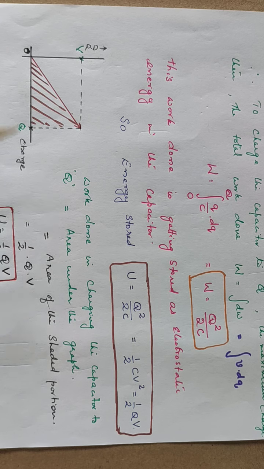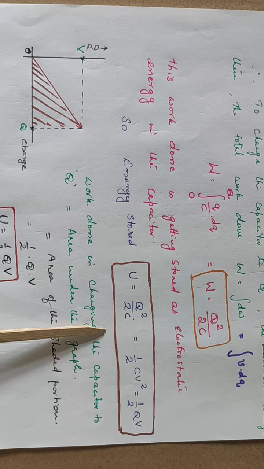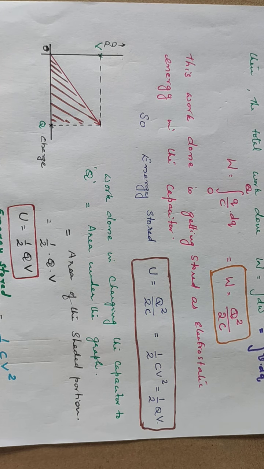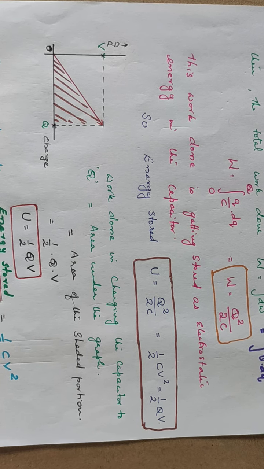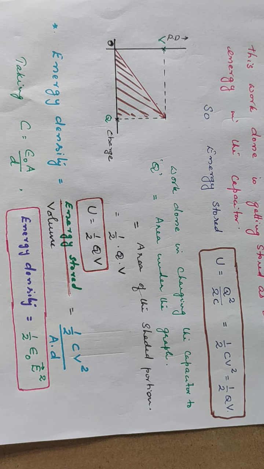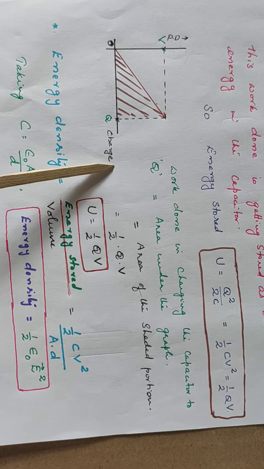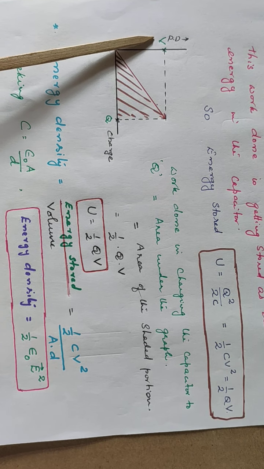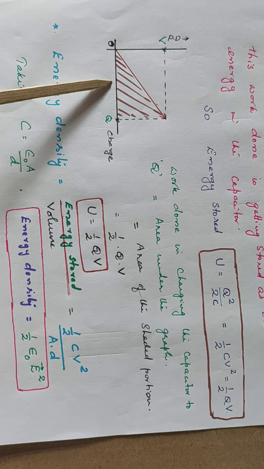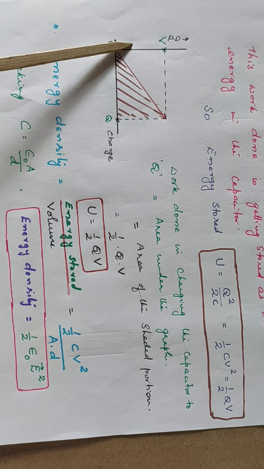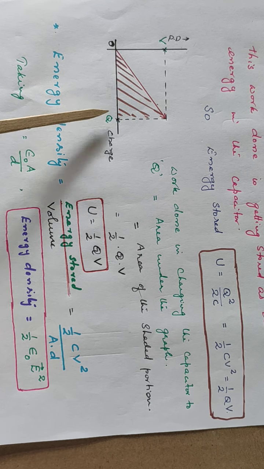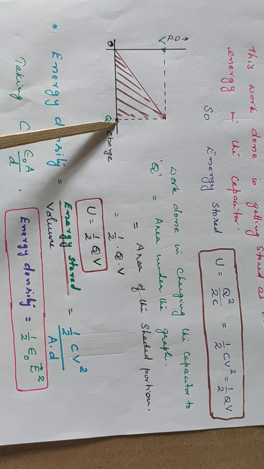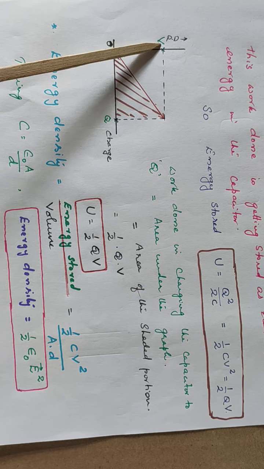Now, the same equation you can obtain from the graph given below. This is the graph showing the charging of a capacitor. On the x-axis there is charge marked and on the y-axis there is potential difference. As the charging is increasing, accordingly the potential difference between the plates is also increasing. Once the charging is maximum, that is capital Q charge, the potential difference between the plates becomes capital V.